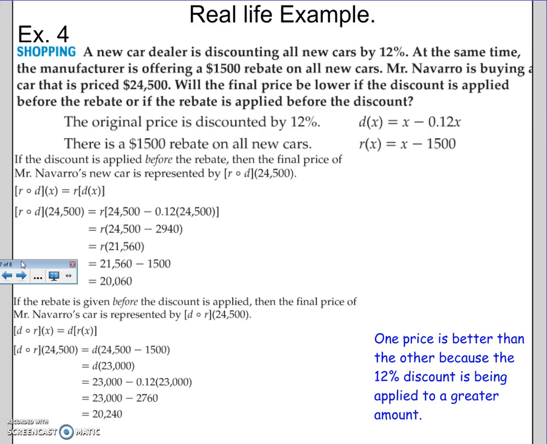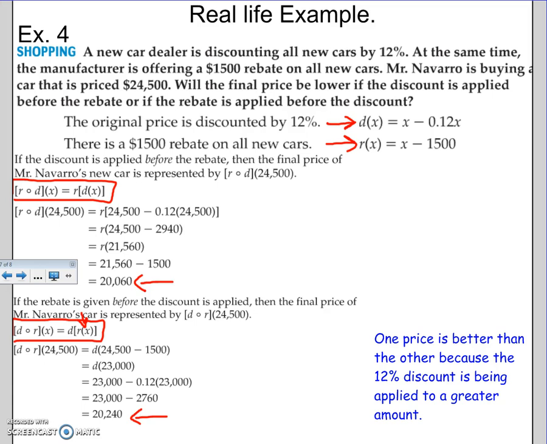So we write the equations. Here's the discount, 12% off, and here's the rebate, $1,500 off. So we'll see what happens first here. This is where the discount is applied first before the rebate. So you see how there's a D inside and then R outside? Well, if they do that, the final price is $20,060. So in the bottom case, they say, well, let's reverse it. Let's do the rebate first, and then the discount second. If you look at this, you'll notice the rebate's inside, it's first, and the discount's outside, second. That comes with a final price of $20,240. So it's a $180 difference.